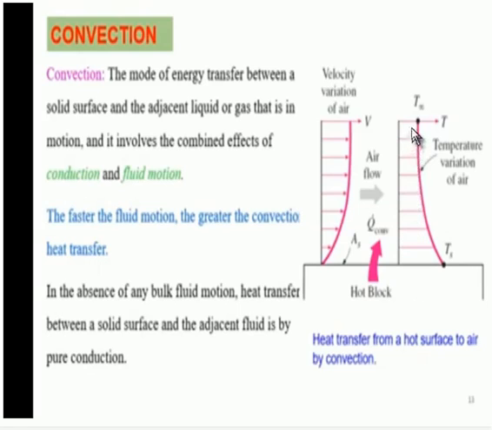As it goes in the upward direction, the heat exchange between the solid body and the air is less. These two show the velocity profile and the temperature profile of the convection mode of heat transfer. So this figure represents heat transfer from a hot surface to air by convection. This much we should know: in the convection mode of heat transfer, heat energy is transferred between a solid body and the air or a liquid.